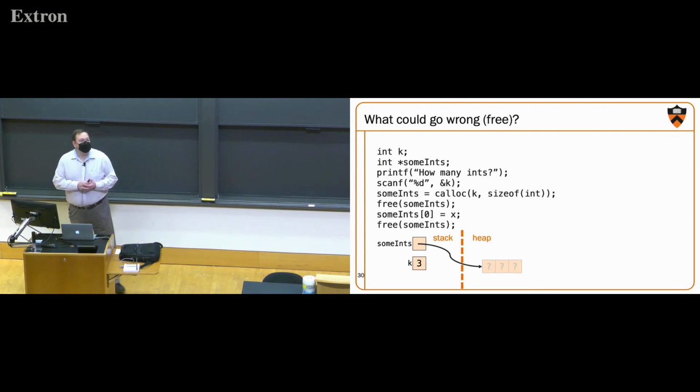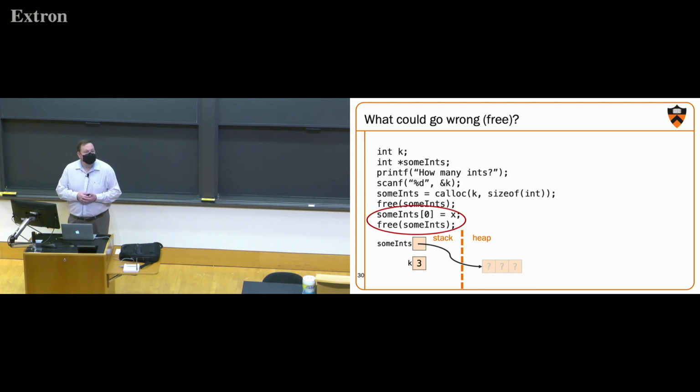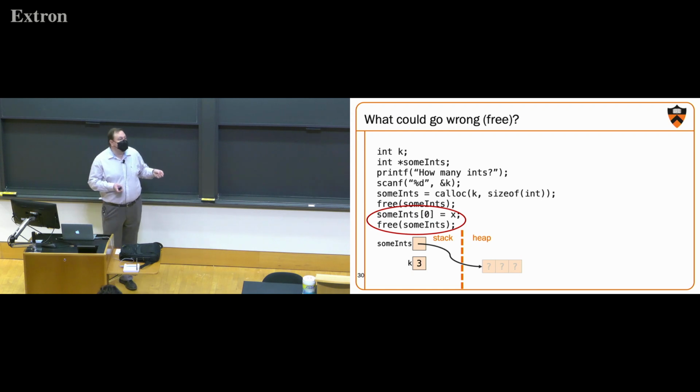In fact, this snippet of code has two separate bugs. And both of them are related to calling free on a pointer that you got back from, in this case, calloc, and then doing something with that pointer. So both of these statements here, where in the first one you're accessing through that pointer that you've already freed, and in the second one you're trying to call free on that same pointer again, both of these are bugs.